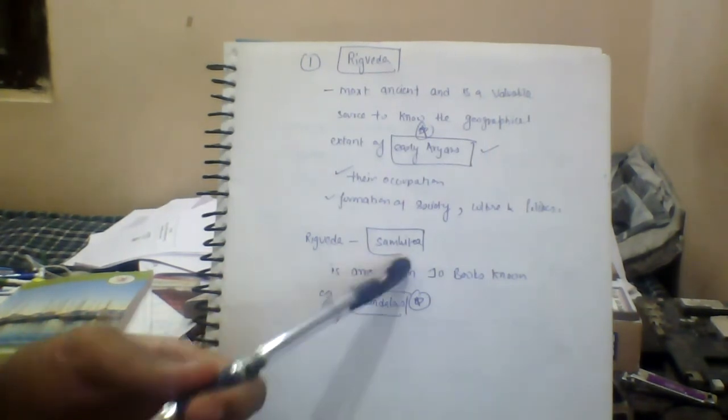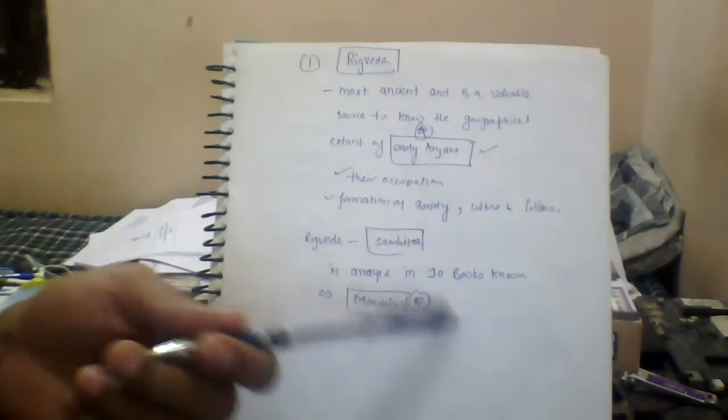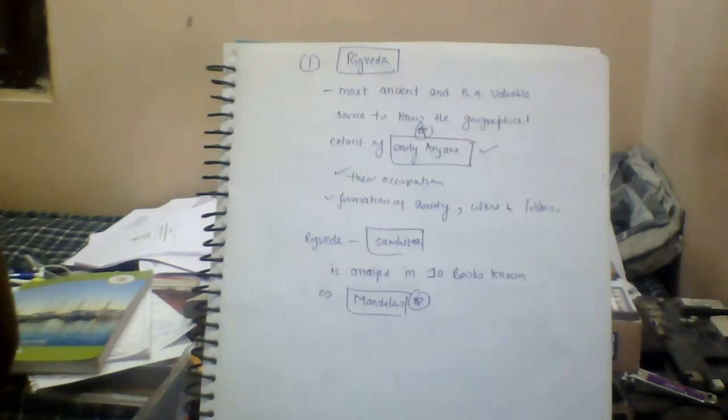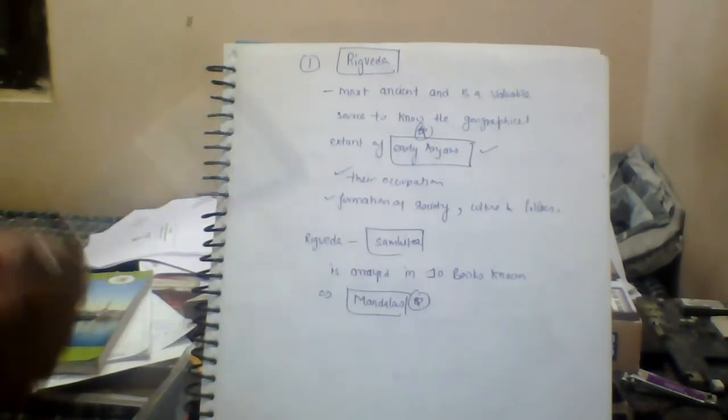As I earlier told you, the Rig Veda Samhita is arranged into 10 books, which are called mandalas. This is a point to be noted: the Rig Veda Samhita is arranged in 10 books called mandalas. You should be able to know this.